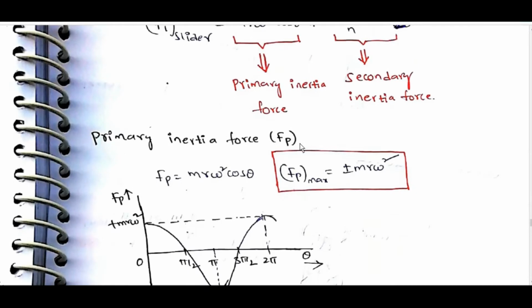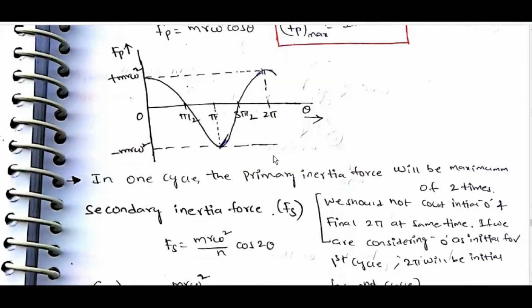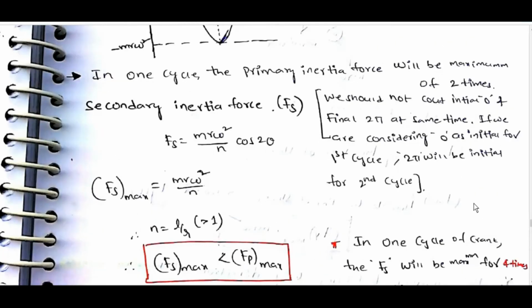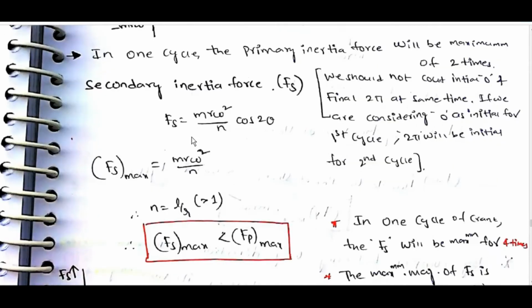Primary inertia force Fp is equal to m r omega square cos theta. Fp max is equal to plus or minus m r omega square, diagram like this. In one cycle, primary inertia force will be maximum 2 times. Secondary inertia force Fs is equal to m r omega square by n into cos 2 theta. We should not consider initial 0 and final 2 pi at the same time. If we consider 0 for the initial cycle, 2 pi will be the initial for the second cycle, so only 2 times.